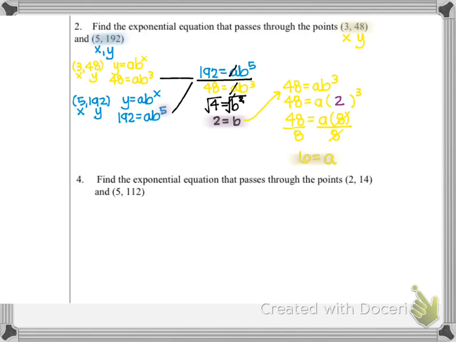All right, now let's write the actual equation. So I'm going to take my A and my B that I found, and I'm going to rewrite it as y equals A times B to the x power, or you can rewrite it as 6 with the dot times 2 to the x. Either way is fine.